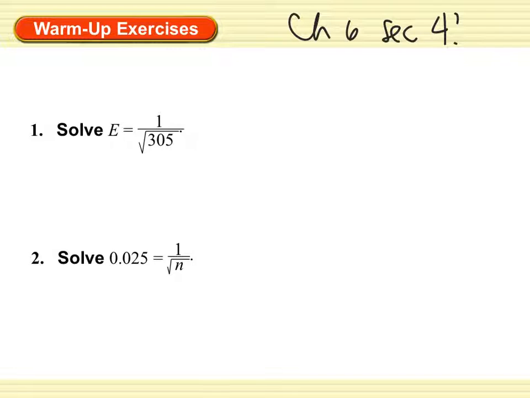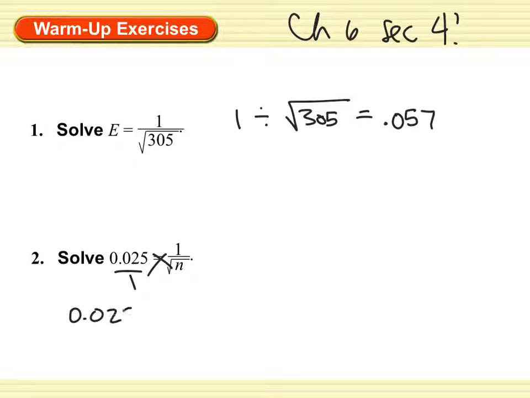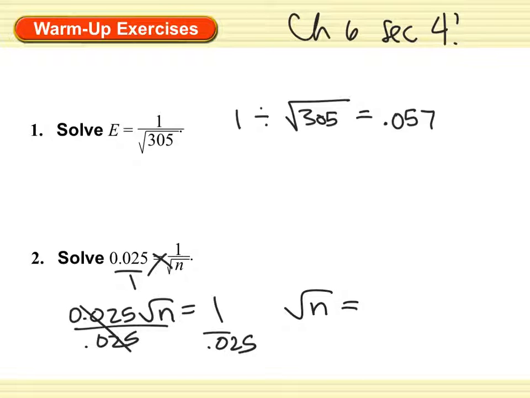Type in your calculator 1 divide by root 305, and we get 0.057 and some change. Here, to solve, we actually need to get root n in the numerator spot, equals 1, and then divide both sides by your decimal. I'm left with root n equals 40. Square both sides, and you get n equals 1,600.